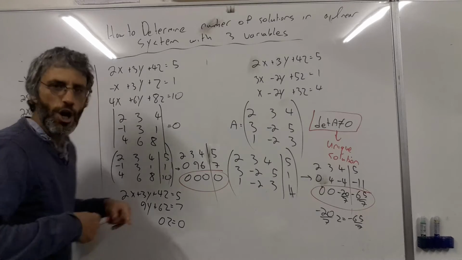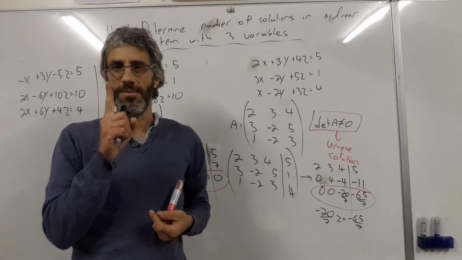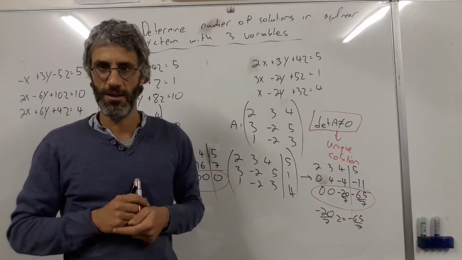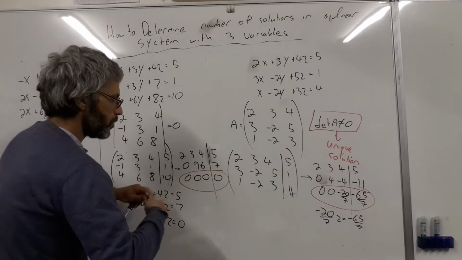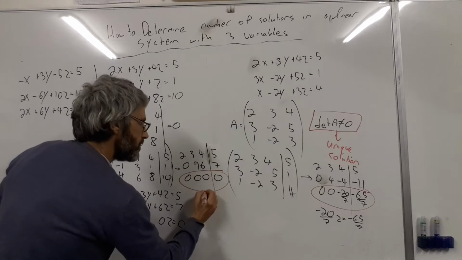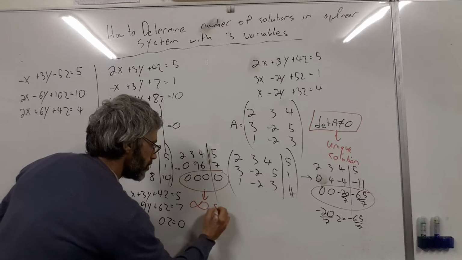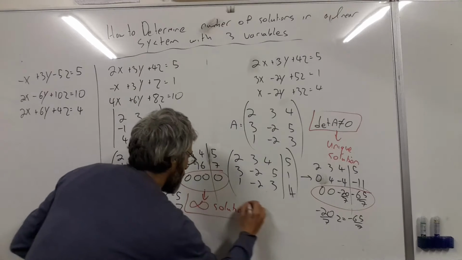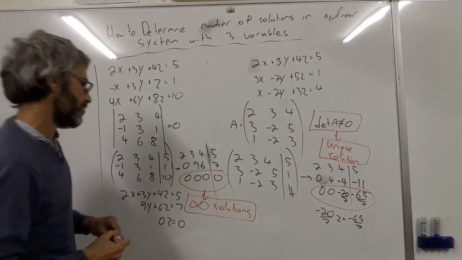So I've got what you call, later on in university, 1 degree of freedom. Z could be anything, and y and x will be determined according to it. So in other words, a row of zeros, including a 0 here, means that there are infinite solutions. I'll just highlight that because that really is the most important stuff.